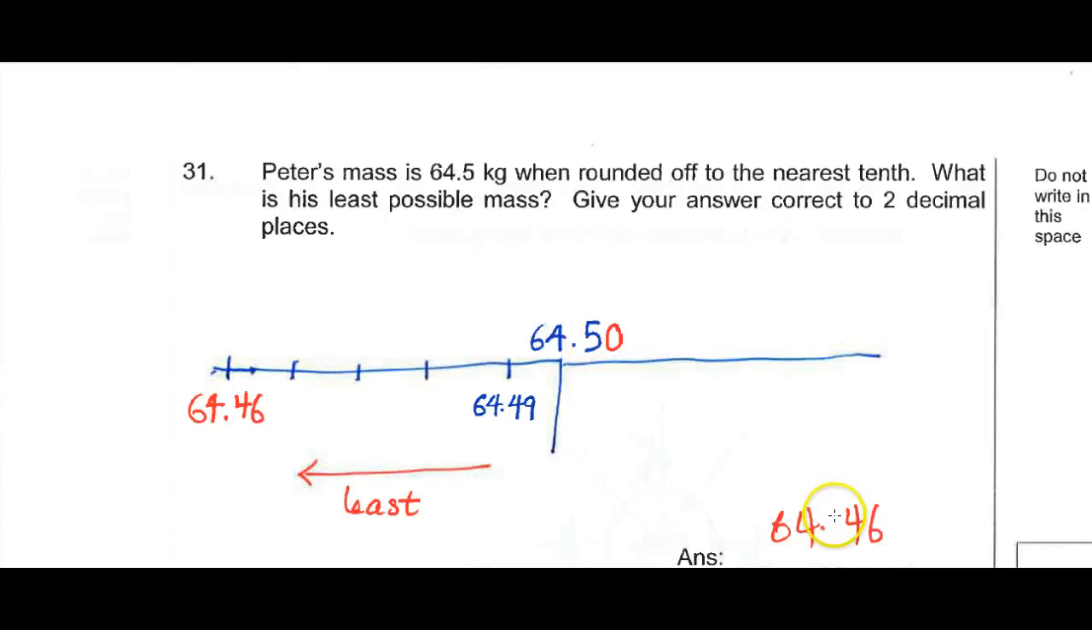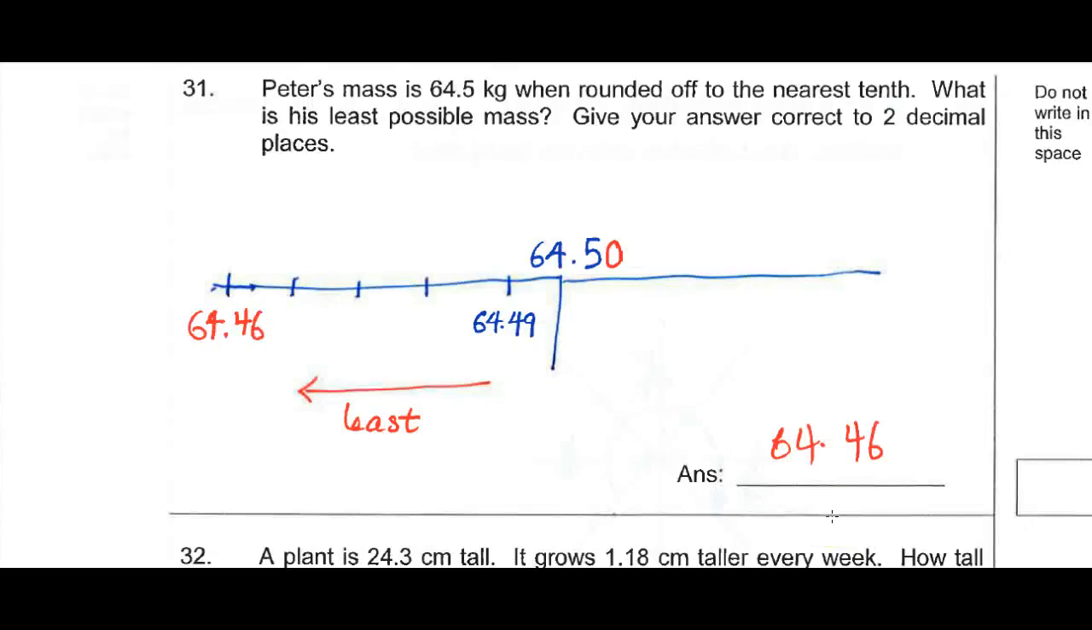Next, Peter's mass is 64.5. This is the rounded off number, to the nearest tenth. It means here down and here up all the way. It should only go down by 1, 2, 3, 4, 5, not by hundreds, not by thousands, but by tenths. You go down 1, 2, 3, 4, 5 all the way down, one step by one step.